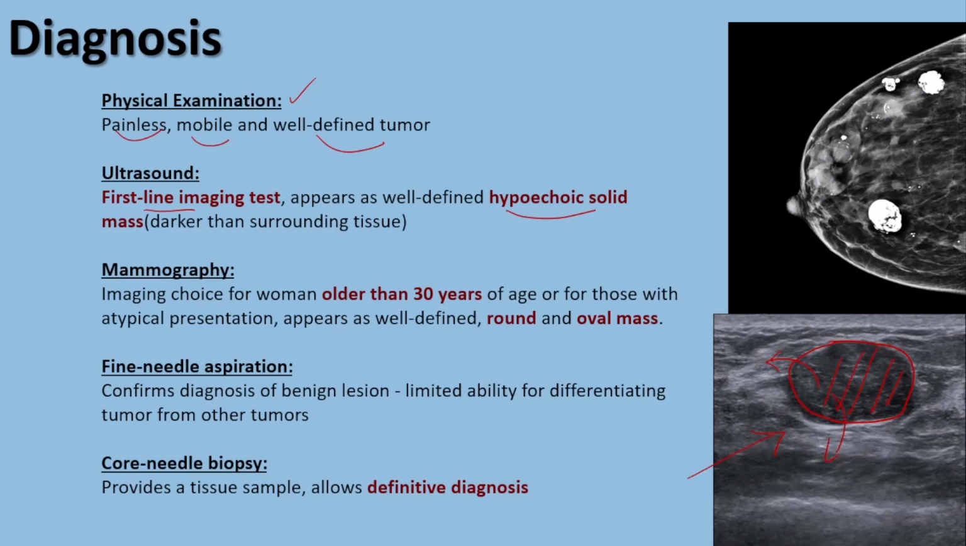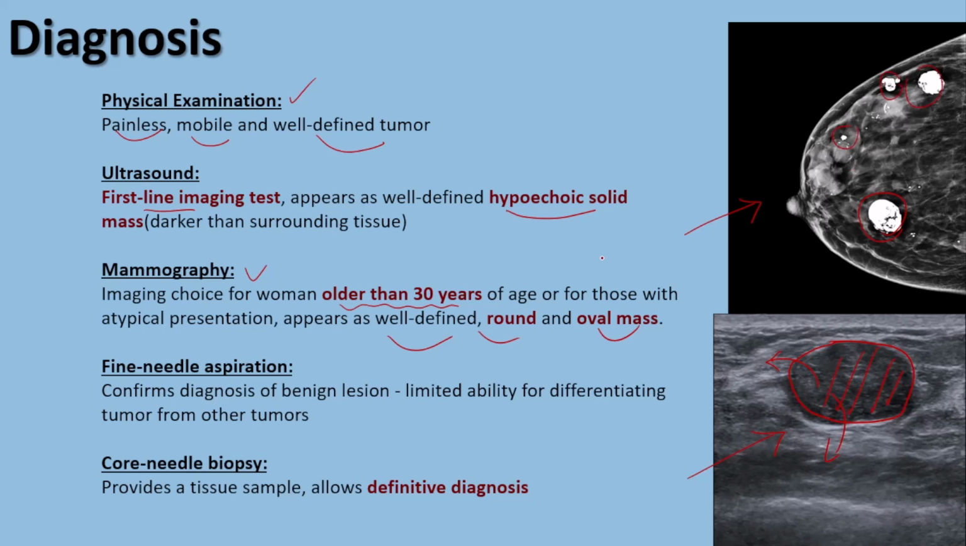Another test that we can use for the fibroadenoma is mammography, and it is usually done for women who are older than 30 years of age. And in the mammography you are going to see a round oval mass which is well-defined in nature. And here you are seeing a mammography of a patient who is suffering from fibroadenoma. You see several fibroadenomas, one here, one here, one here, and one here.